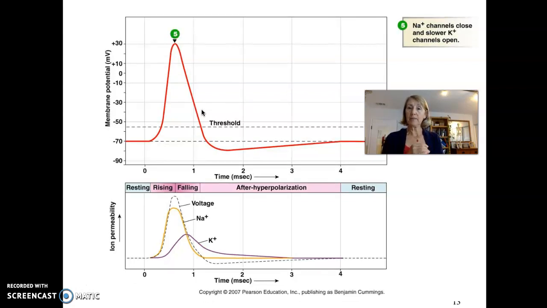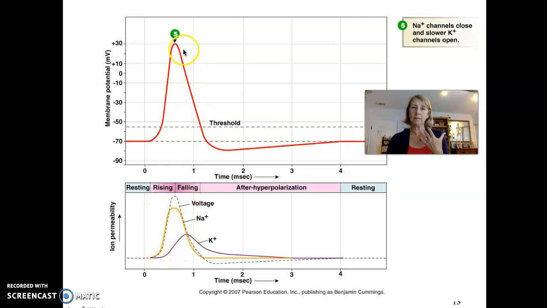Until what happens? The sodium channels are finished. They close. No more sodium will come in at a certain point, at around plus 30 in most neurons. They close, and then potassium channels open. They actually weren't closed the whole time, but they're very slow to open. So they're slowly starting to do their thing, whereas sodium was much faster. You can see that down below here. Sodium does a big jump and potassium is slowly doing its thing.